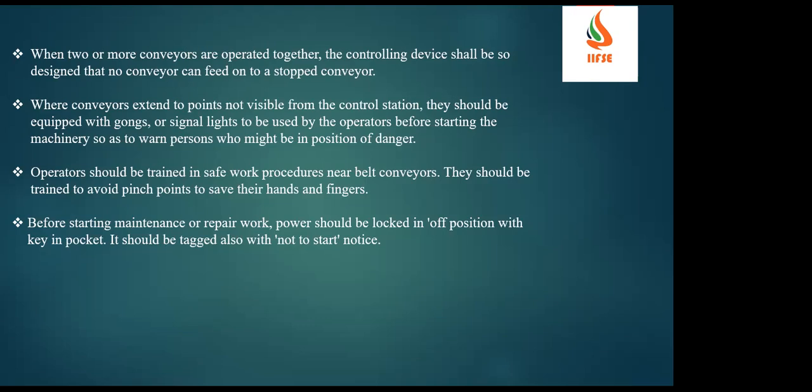And before starting maintenance or repair work, the conveyor should be locked in the off position with the key in your pocket, which means if you are doing any maintenance activity, the LOTO needs to be applied with a lock and key. And it should be tagged also with a do not start notice. It is a general practice that wherever you have done an isolation, we put a tag that says do not operate, with your name and phone number.